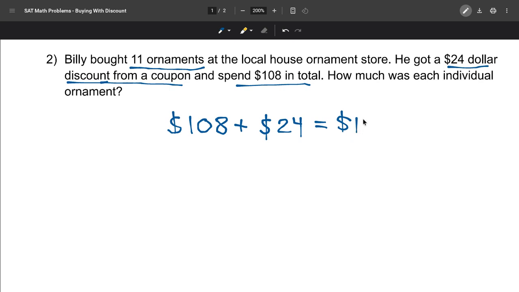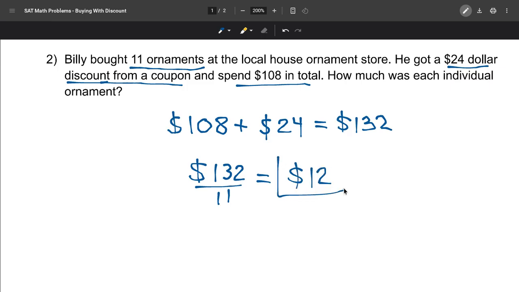And by the way, you may have noticed that these types of problems are disregarding tax, so we're not worried about that. And we have 11 ornaments, so we're going to take the $132 and divide by 11. And that's going to give us $12 per ornament. So our solution here is 12. Okay? All right, let's go into number 3.